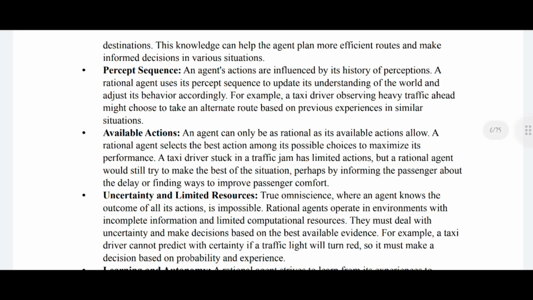Allowable actions: a rational agent selects the best action among its possible choices to maximize its performance. A taxi driver stuck in a traffic jam has limited actions, but a rational agent will try to make the best of the situation, perhaps by informing the passenger about the delay or finding ways to improve passenger comfort. So the given example is a taxi driver trapped in traffic. How can they take many actions?